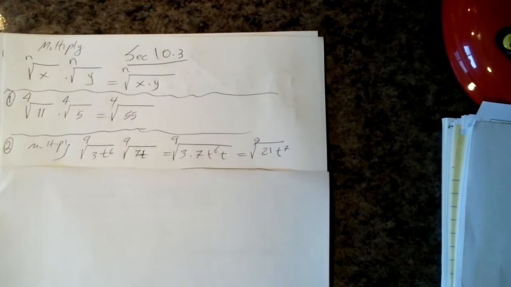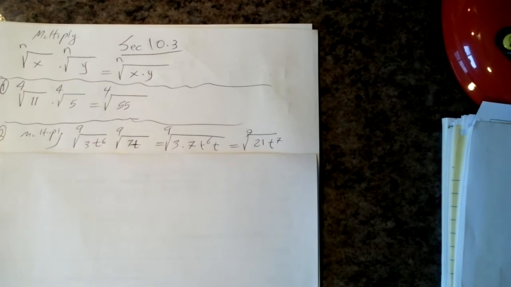4th root of 11 and 4th root of 5, they both have the same root 4. So when you combine, you just write one radical, the root is 4, and under that you multiply 5 by 11. You want to multiply these two, they both have the same root and different bases. So when you multiply, 3 times 7 is 21. t to the power of 6 times t to the power of 1 is t to the power of 7.